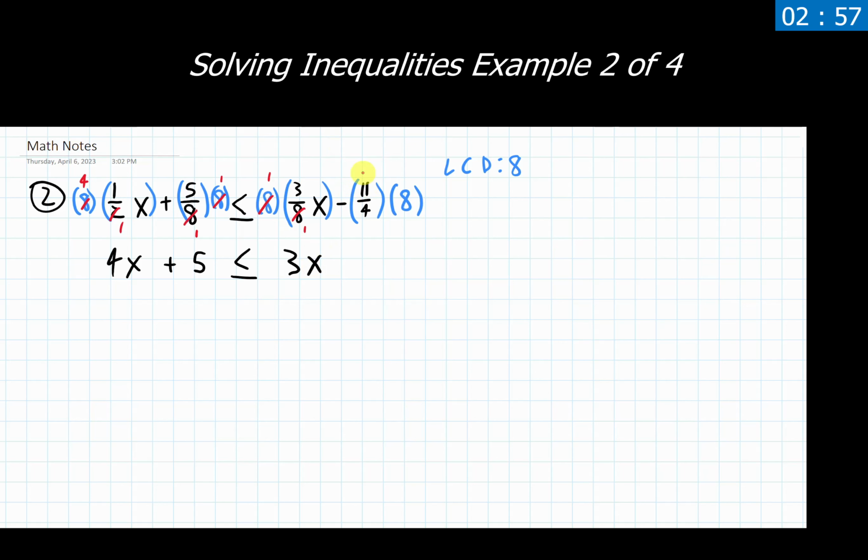And then in this last part, I have an 8 in the numerator spot, a 4 in the denominator. Well, those are going to cancel. The 4 becomes a 1, the 8 becomes a 2. And I have 11 times 2, that's going to give me 22 at the end. And suddenly, now, all my fractions are gone. I haven't actually solved anything, but this is going to be some much nicer numbers to work with.